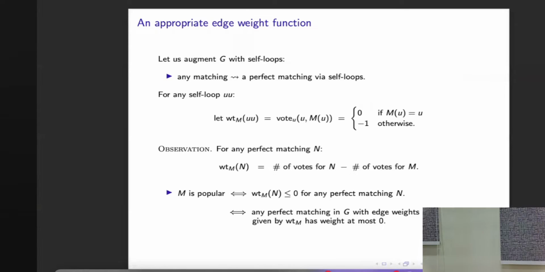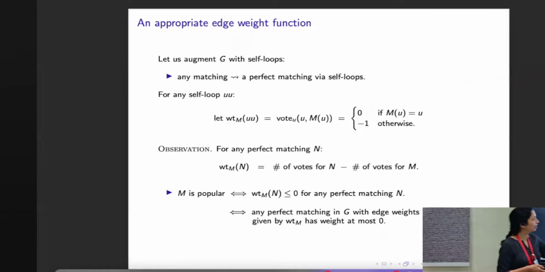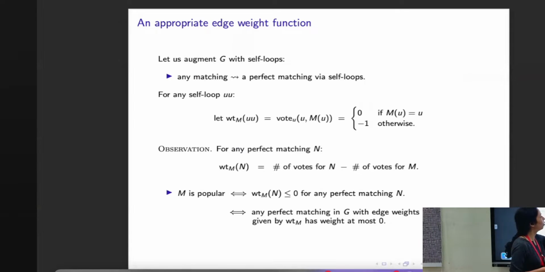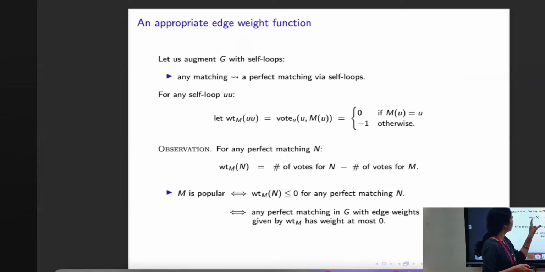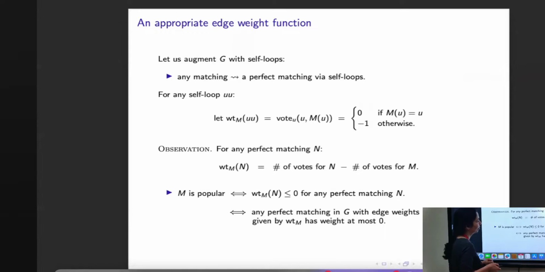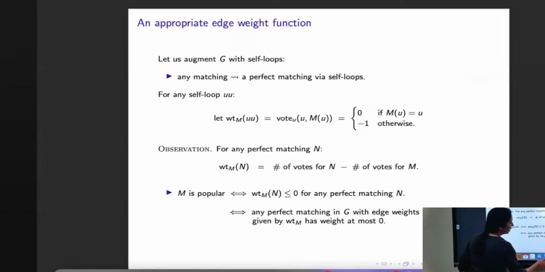So if M is popular, that means nobody gets more votes than M. So for this edge weight function, for every perfect matching, its weight under this function is less than or equal to 0. In other words, every perfect matching, when edge weights are given by this function, has weight at most 0.